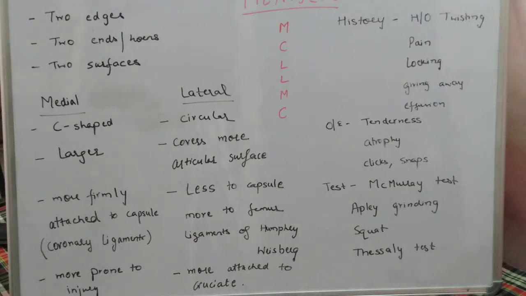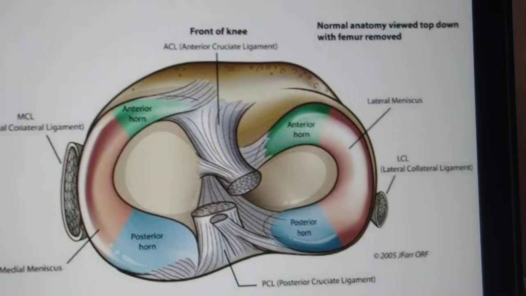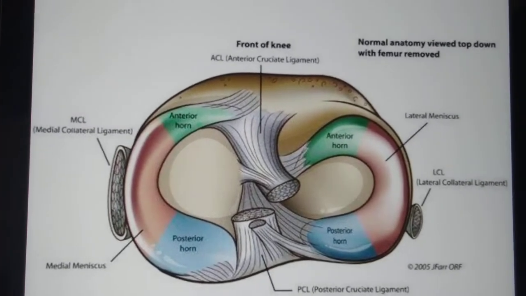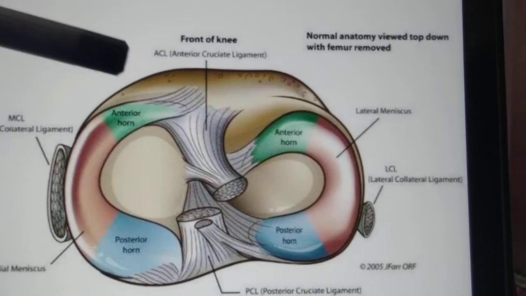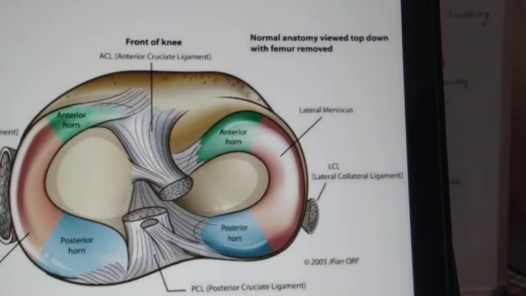So continuing with the knee anatomy video series, in this video we will discuss meniscal anatomy. From our previous knowledge, we know that the menisci are an important part of our knee joint and they perform various functions such as filling the joint and lubrication of the joint. We have two menisci, the medial meniscus and the lateral meniscus.